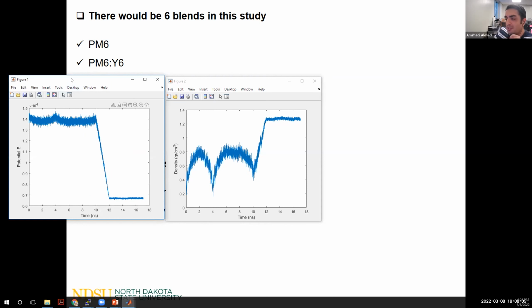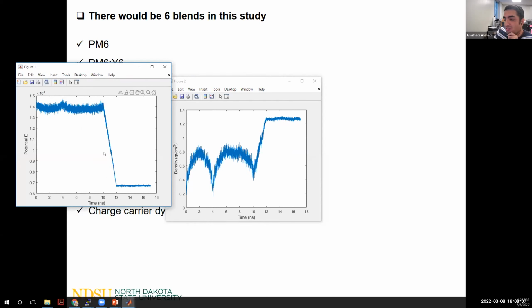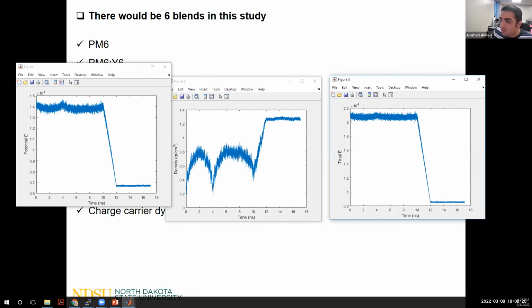Also, I just plotted the energy. If you take a look at the potential energy, the energy shows a big drop after the minimization and also with decreasing the pressure and temperature. And also for the total energy, the same behavior is expected. So based on this, at the end of the simulation, we can say that the generated model in the force fields is kind of reliable.